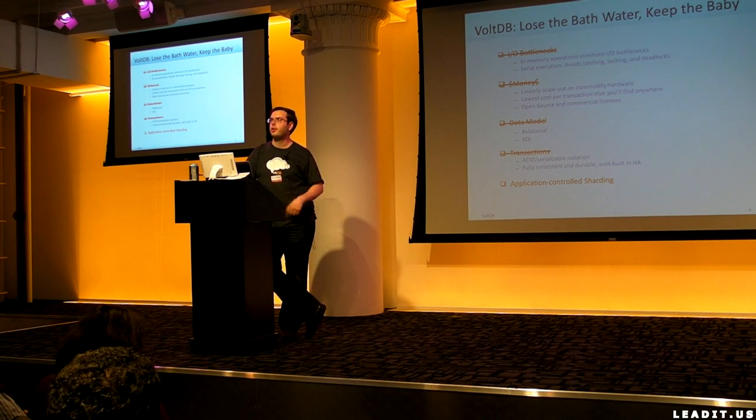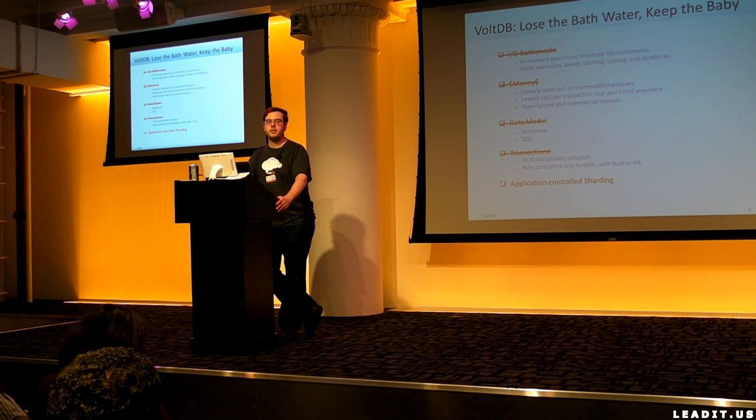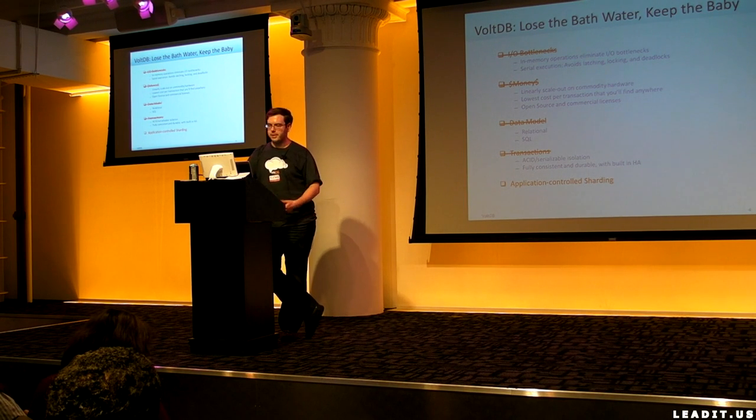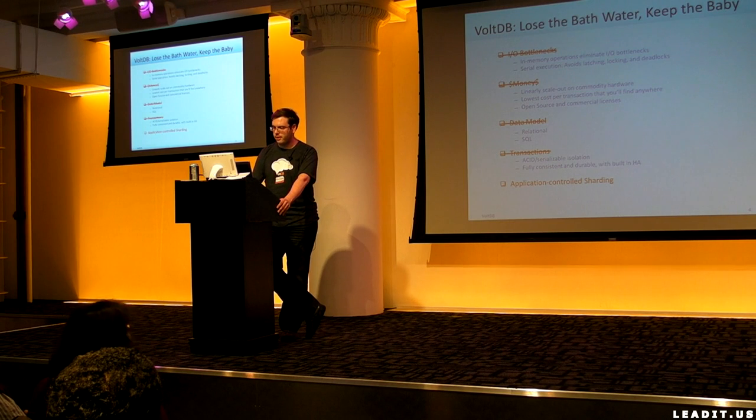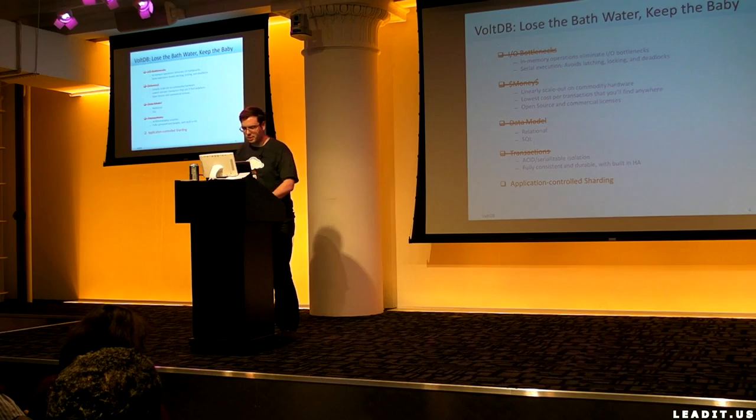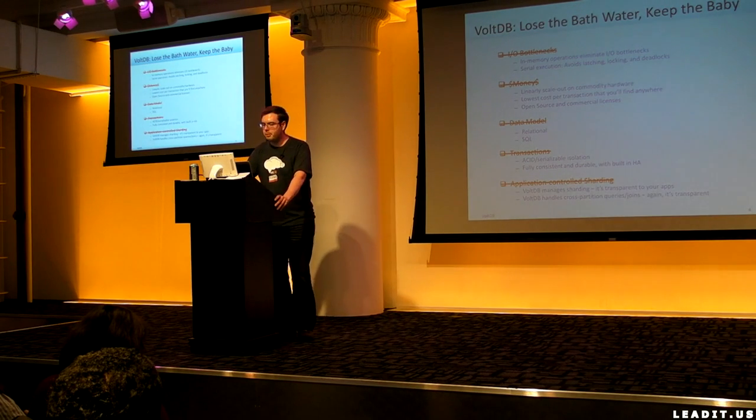We're also keeping transactions. And not just transactions with weak isolation levels, we're keeping serializable isolation. And we do that with serial execution. That's made possible by the fact that everything is in memory. We don't need to run long-running transactions. So we can do it all single-threaded and get that serializable isolation. VoltDB also does sharding for you. So VoltDB manages the sharding.